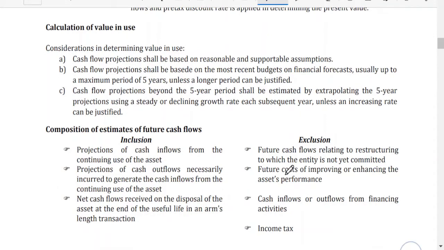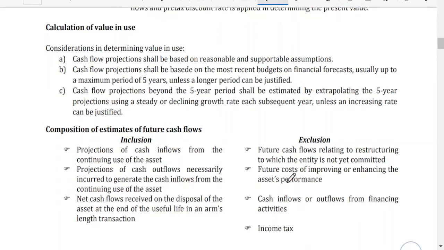So what would be the composition of your cash flows? So if it is inflows and outflows, these are the items that you have to consider. The projections of the cash inflows from the continuing use of the asset, projection of cash outflows necessarily incurred to generate the cash inflows from the continuing use of the asset, and the net cash flows received on the disposal of the asset at the end of the useful life in an arm's length transaction.